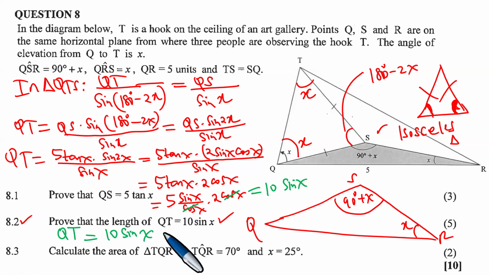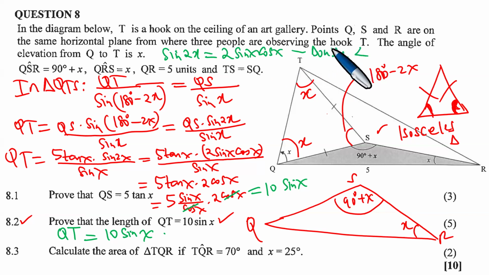QT becomes exactly 10 sine x, which is exactly what had to be shown here. Think about it. Sine 2x is 2 sine x cosine x. This is called the double angle formula. So any question?